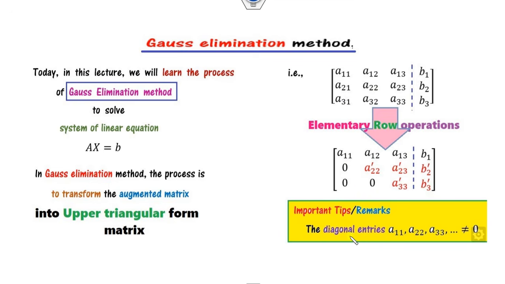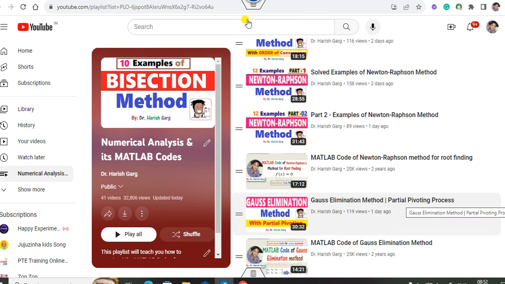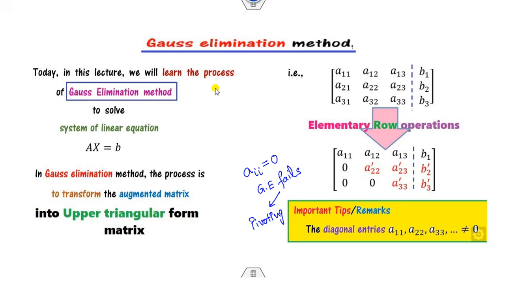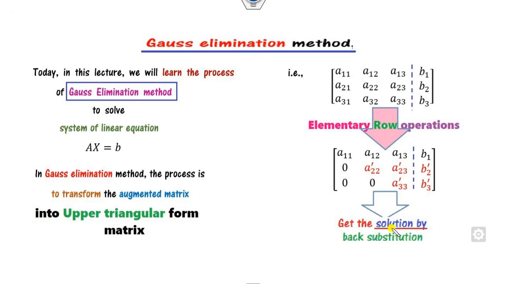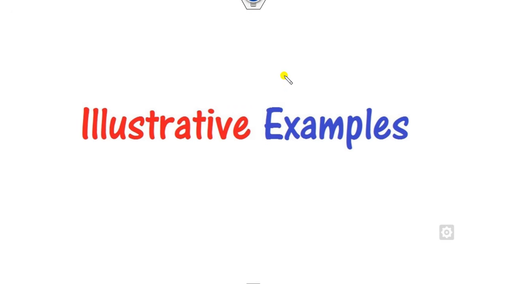If the diagonal entry a_ii is 0, then the Gauss elimination method will fail, and then you use the method of pivoting, called partial pivoting, which is available here. You may watch that lecture so that you can understand this lecture very well. Once each of the diagonal entries is non-zero, you can use back substitution to find the solution of this system. So let's see how you can solve this. I will give you 10 examples.